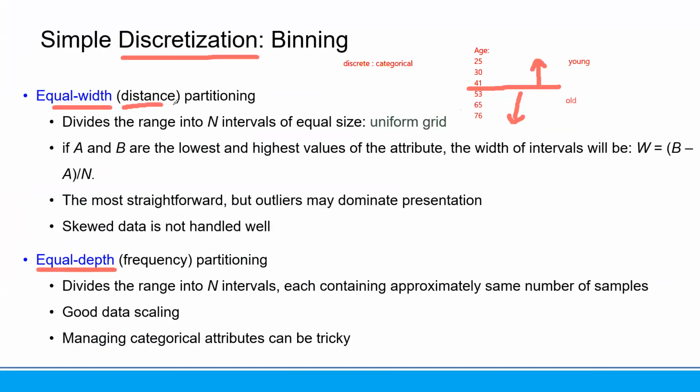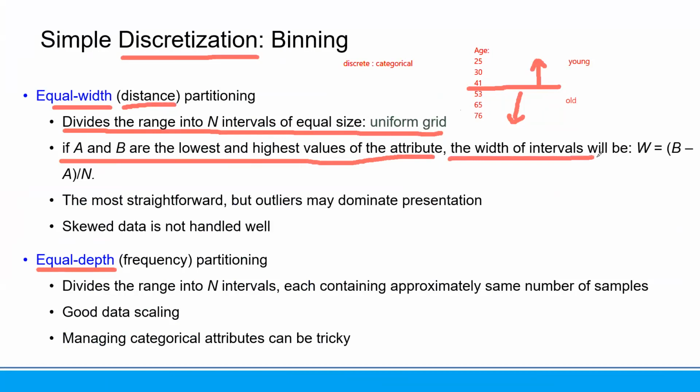Equal width or equal distance. We can divide the range into n intervals of equal size, or a uniform grid. If A and B are the lowest and the highest value of the attribute, the width of the intervals will be W equals B minus A divided by N. Equal width is the most straightforward, but outliers may dominate presentation, and skewed data is not handled well.